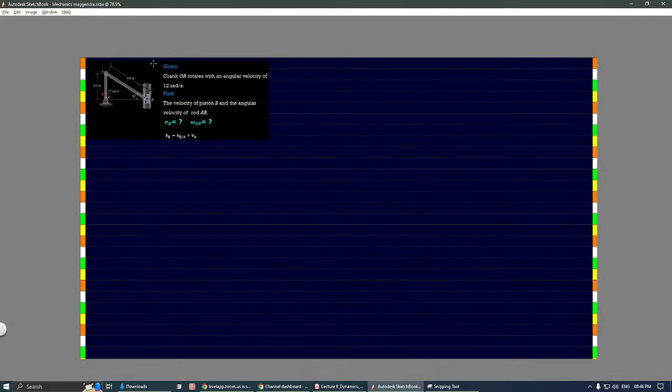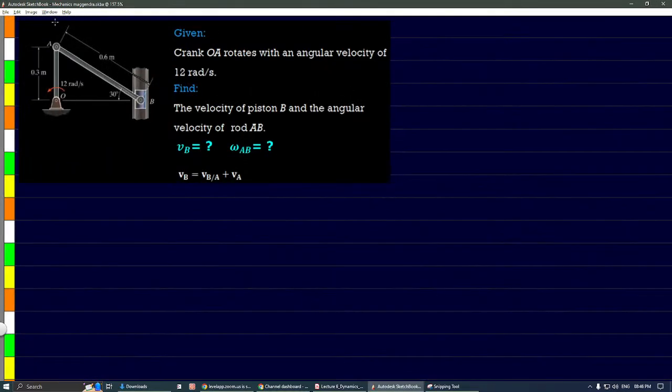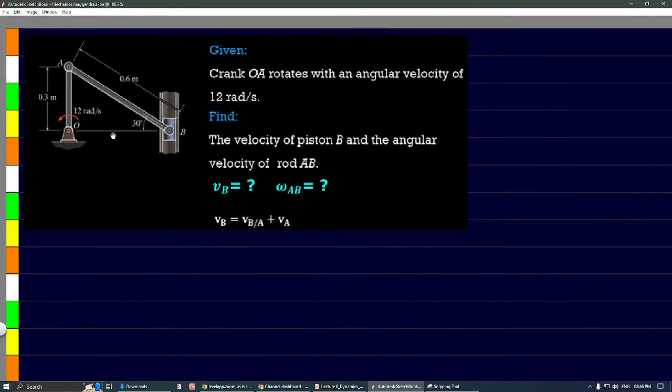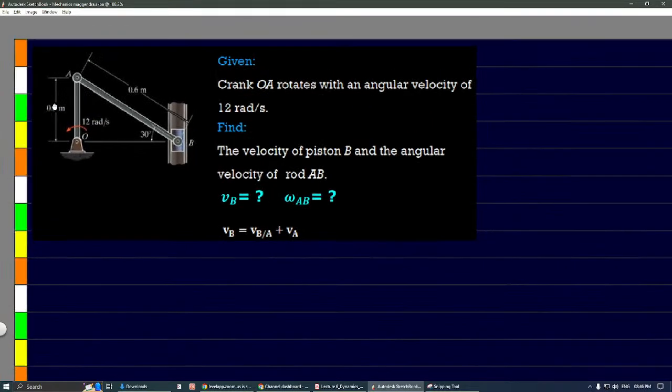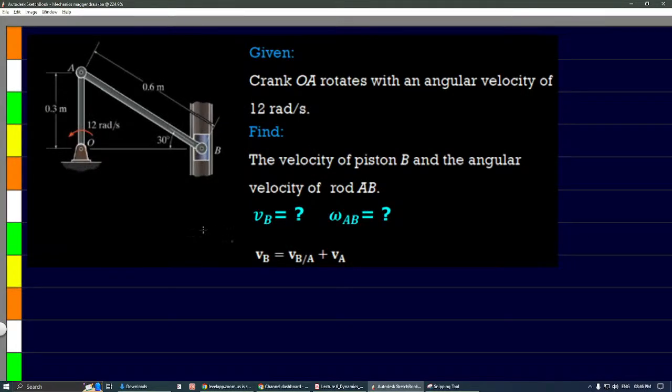Crank OA rotates with angular velocity. So the angular velocity of OA is given, omega of OA. The velocity of the piston B and the angular velocity of AB we have to find.